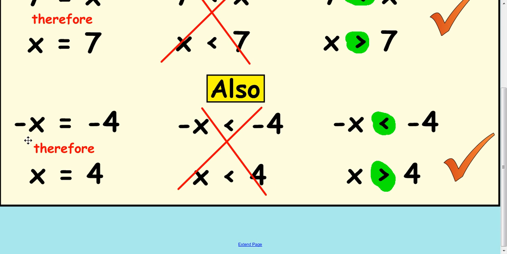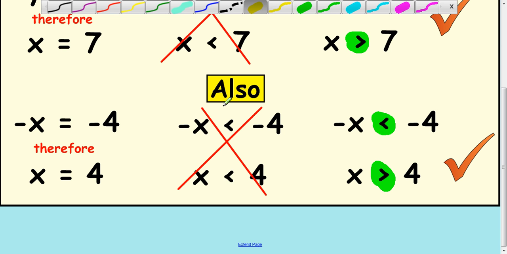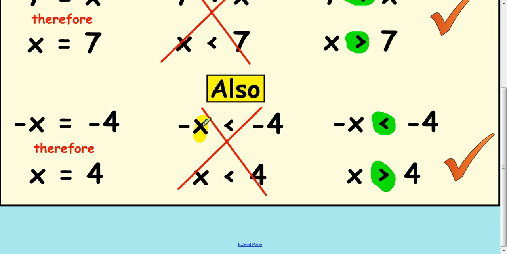Another point to make: when you have negative x is equal to negative 4 and you divide through by negative 1, then you can write x equals 4. That's absolutely fine when there's an equal sign. When you have an inequality sign, you can't do this. If we're saying negative x is less than negative 4, that means the x here needs to be 5, 6, 7, so that you're saying negative 7 is less than negative 4. That's fine. So this x value needs to be bigger than 4. So we can't then therefore say x is less than 4.